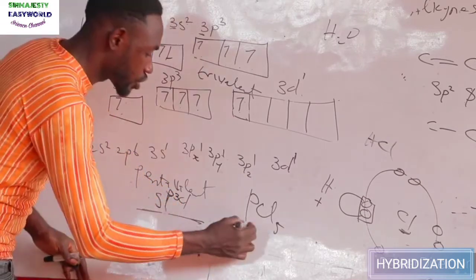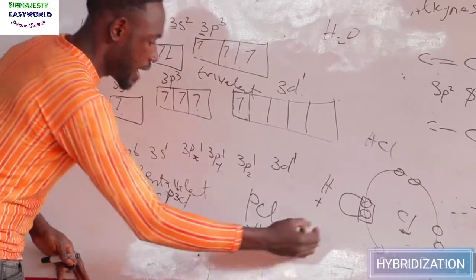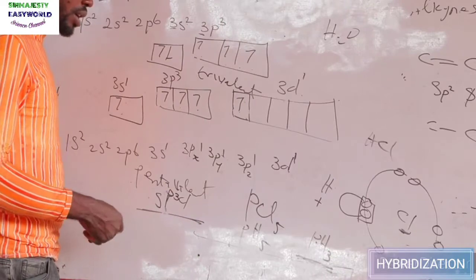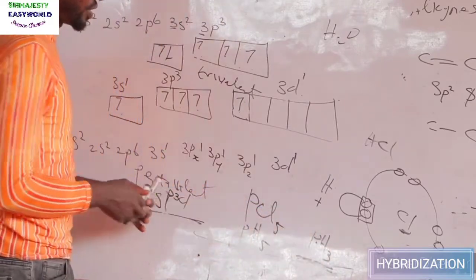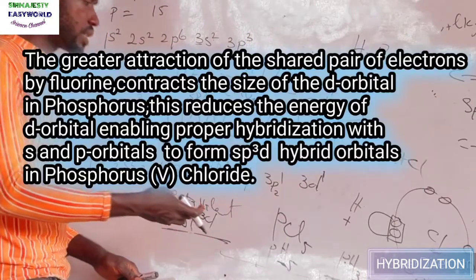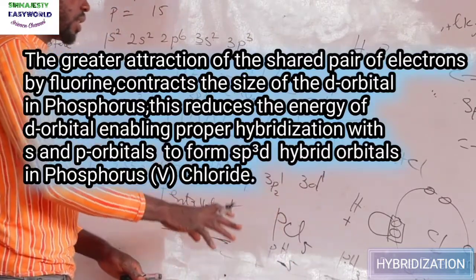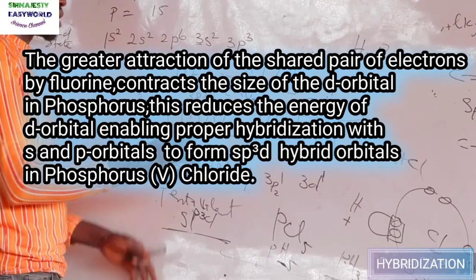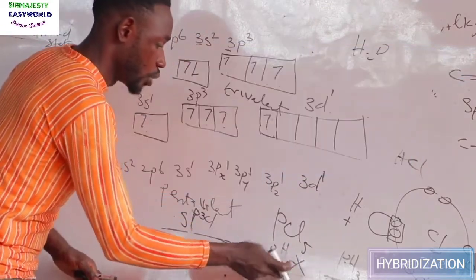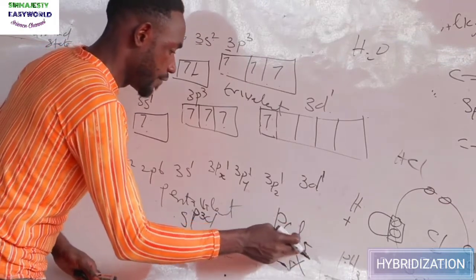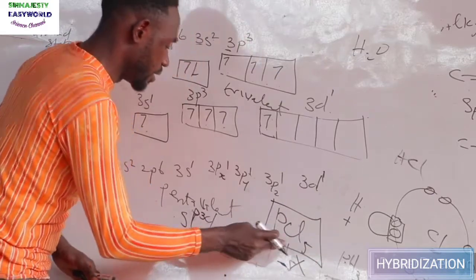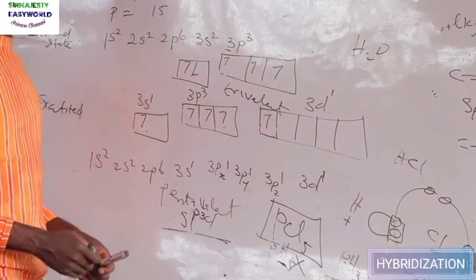Then there is no such compound like this. Remember, we have PH3, an analog of ammonia. This is called phosphine, but we don't have PH5. Why? Because hydrogen is not highly electronegative. It won't pull the electron much, giving phosphorus a positive charge, which would reduce the size of the d orbital. So this is why PH5 does not exist, but PCl5, that's phosphorus 5 chloride, exists. And the type of hybridization found in it is sp3d hybridization.